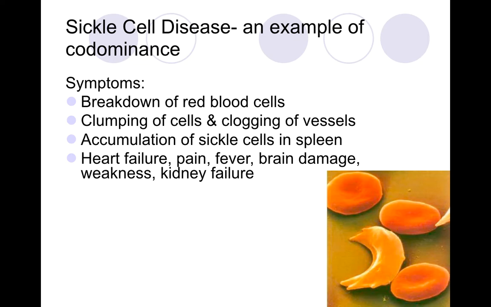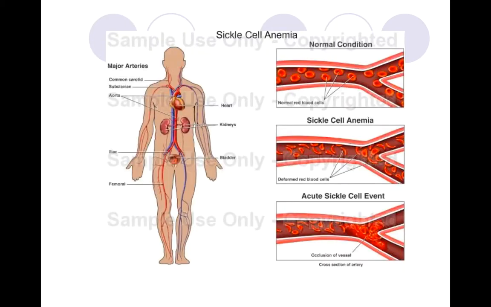Accumulation of these sickle cells can occur in the spleen, and then they can pass through your heart. They can be painful. You can get fever, brain damage, weakness, and kidney failure as these go through and block up these different vessels.